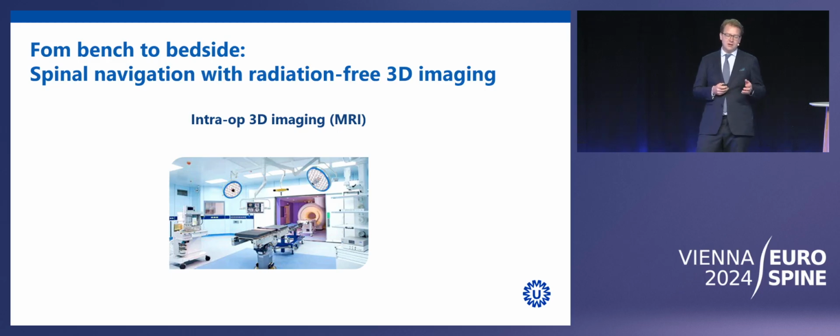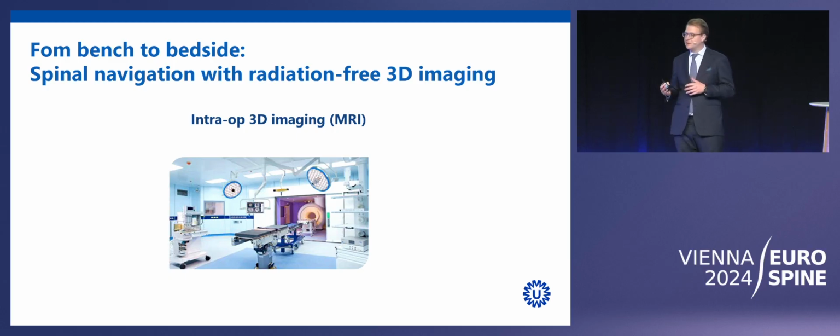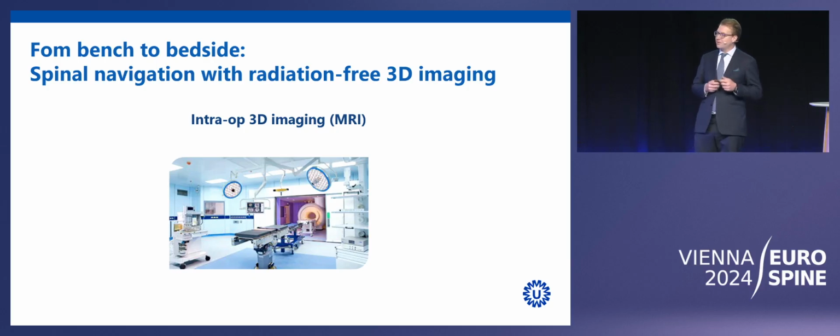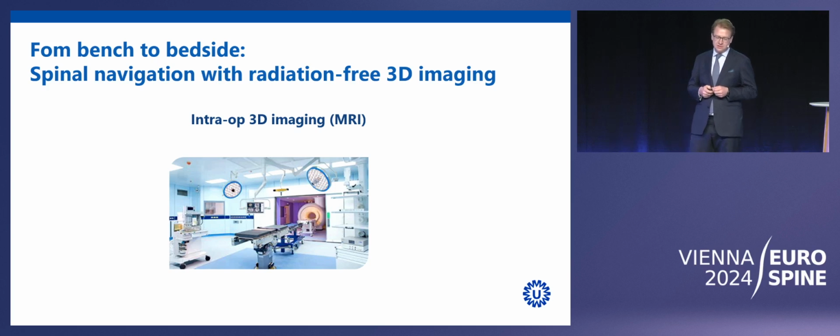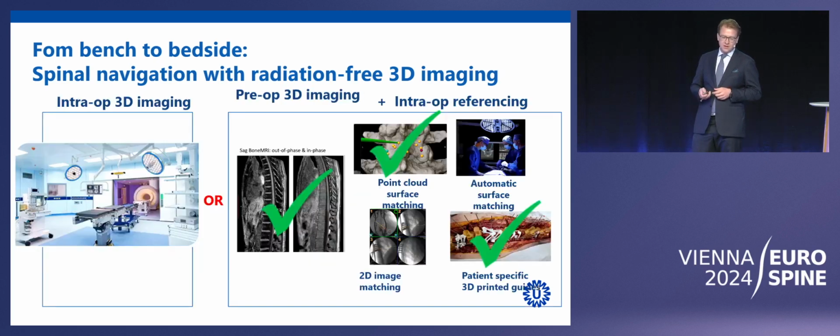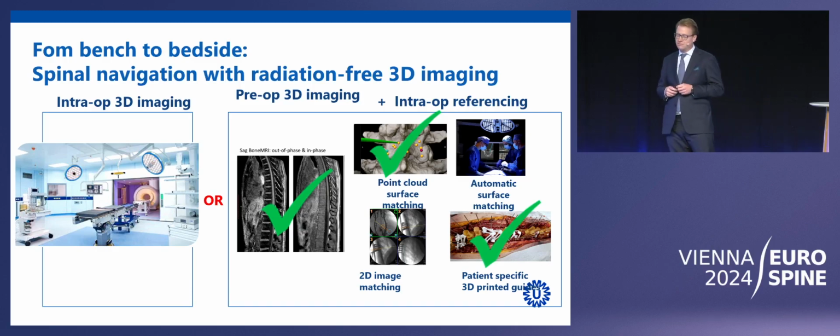So how do we bring this from bench to bedside? If you want to use spinal navigation with radiation-free 3D imaging, you can be very lucky, like the paediatric neurosurgeons in our hospital that have the intraoperative MRI. But I think that is not generally available for many people, and that will require multiple scans for the spine. So I think this is not the true solution for us. So we have to rely on the pre-op 3D imaging and use the intraoperative referencing.